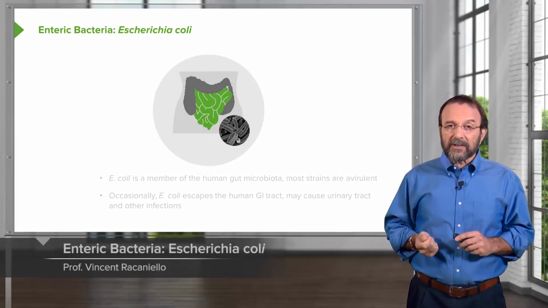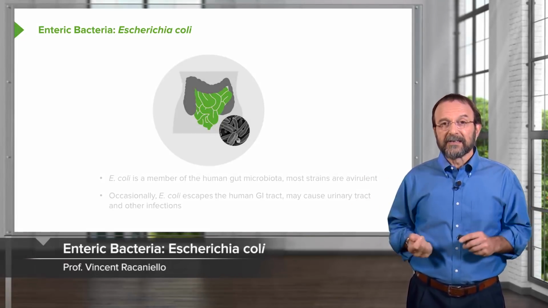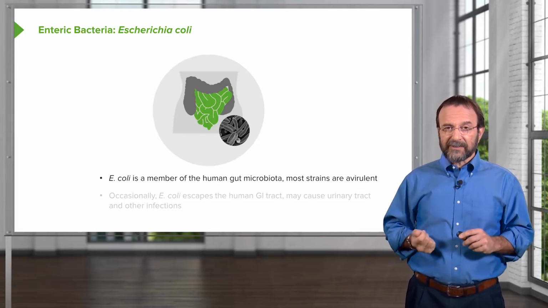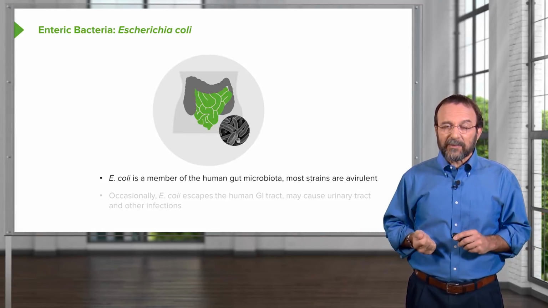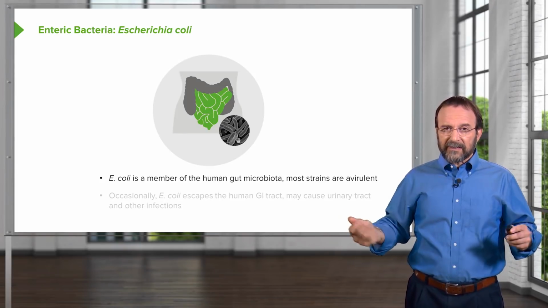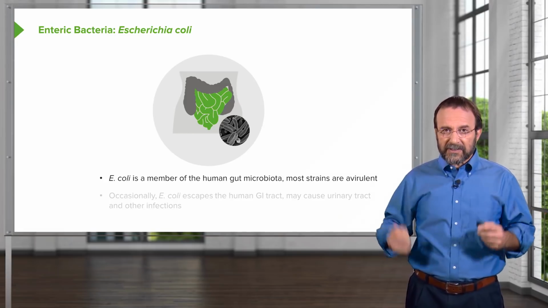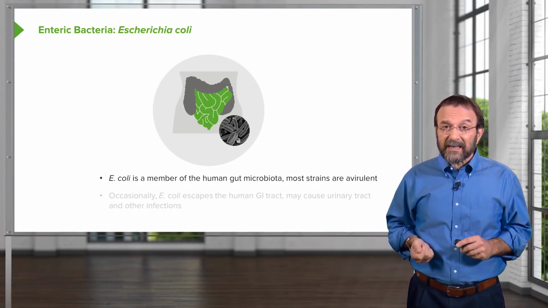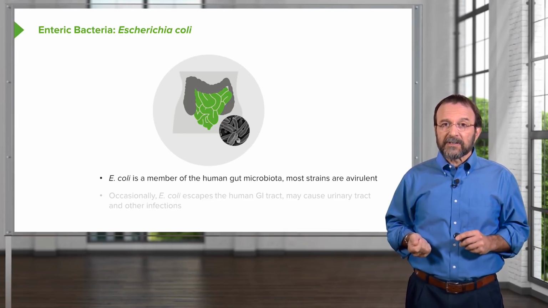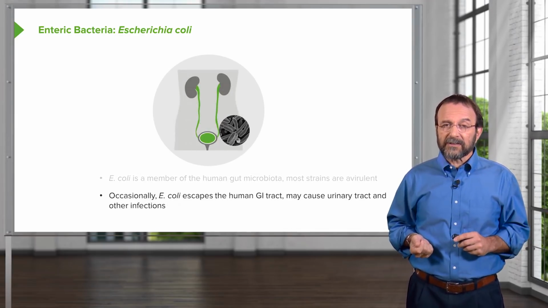Let's now look at E. coli in terms of its causing enteric disease. E. coli, Escherichia coli, very famous bacteria, is a member of the human gut microbiota. Most of the strains are avirulent. All the strains that we have in us, as long as they stay in the gut, they're okay. Now, occasionally, E. coli escapes the gut and causes other infections.